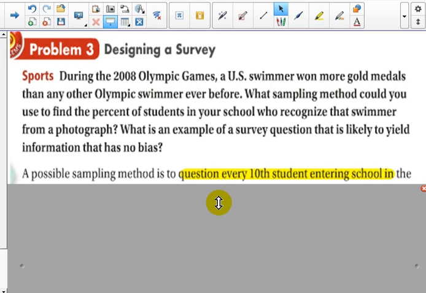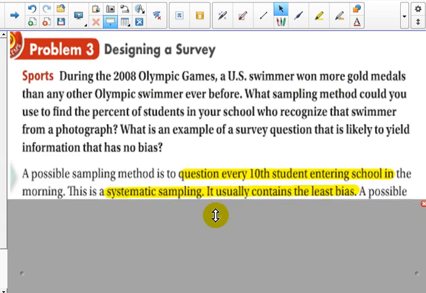So a possible sampling method would be to stand at the school door and question every 10th student entering the school. That would be a nice selection representing all the kids in your school, right? Systematic sampling. It usually also contains the least bias.